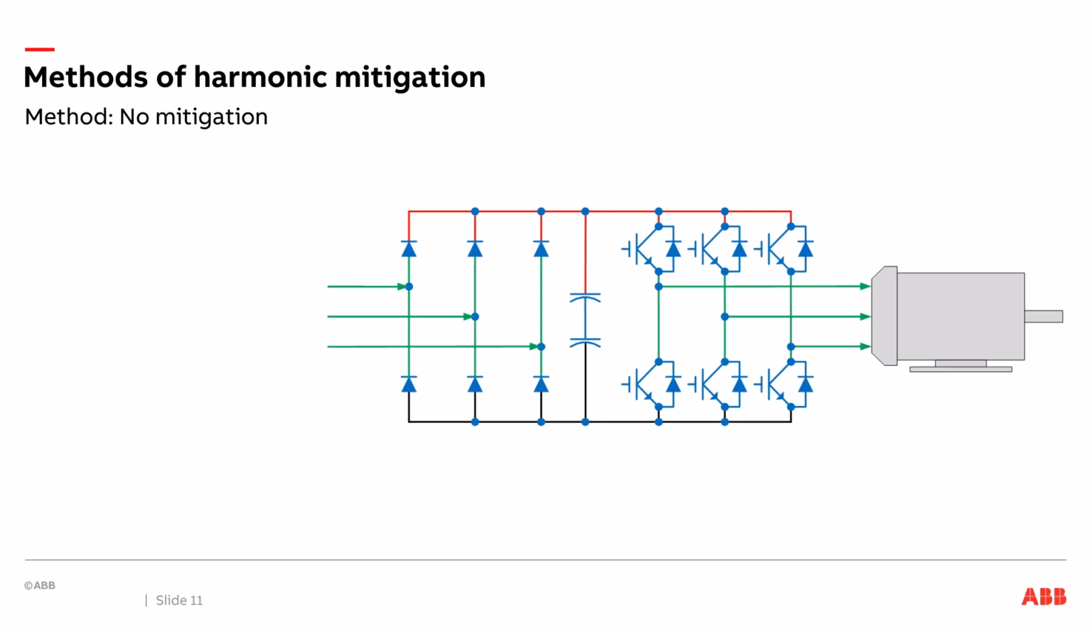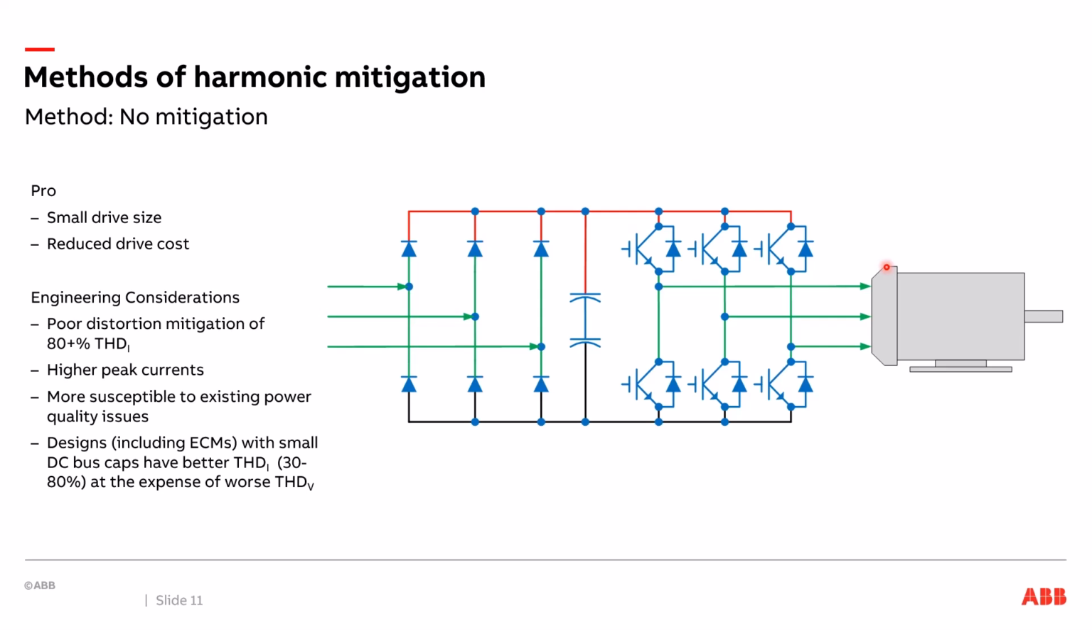So with this package right here, we're going to start with no harmonic mitigation at all. You'll recognize from earlier, I've got these diodes and capacitors. There's no extra hardware in here or in here, so this drive has no mitigation. So why do people pick these drives? Because they're small and they're low cost. There's really no other reason: small and cheap. Now, the engineering considerations I need to keep in mind if I'm allowing these drives in my project.